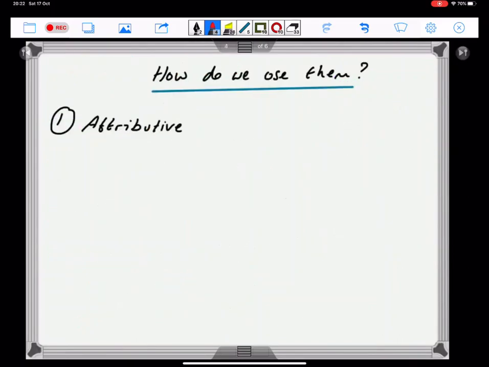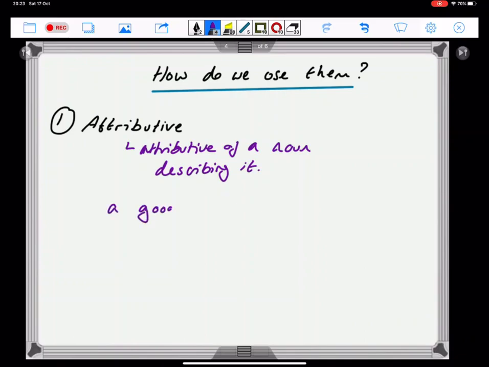First of all, we use them in an attributive sense. This means they are providing an attribute of a noun. So they're simply describing it. So you could have something like a good day, which in Greek would end up being agathe hemera. You're just looking for them both to be feminine, nominative, singular in this case, which is going to be marked by that eta or alpha depending on your stem.